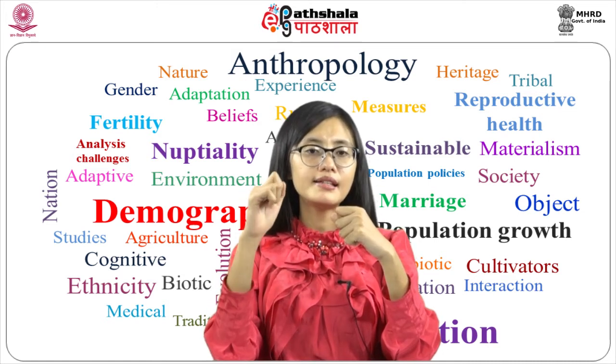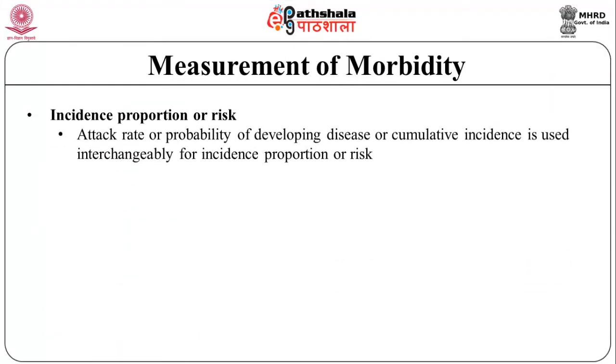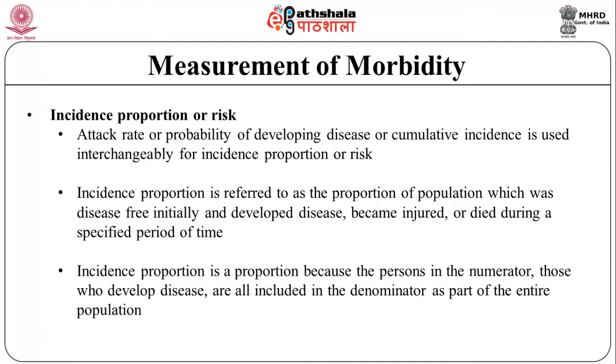Incidence proportion and incidence rate are two commonly used types of incidence measures. Incidence proportion or risk, attack rate, probability of developing disease, or cumulative incidence are used interchangeably. Incidence proportion is the proportion of the population which was disease-free initially and developed disease, became injured or died during a specified period of time. Incidence proportion is a proportion because the persons in the numerator, those who develop disease, are all included in the denominator as part of the entire population.